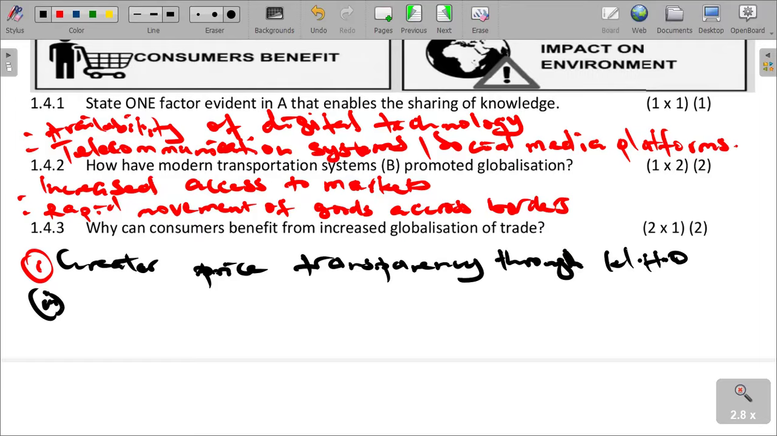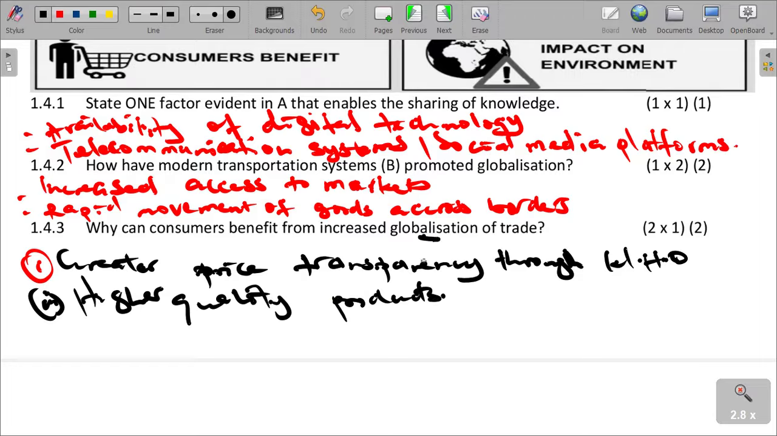Number two, another point that must be understood in this case, we talk about higher quality products. Higher quality products can also be achieved because of globalization. Countries are able to provide or gain goods which are produced from various countries and are of high quality.